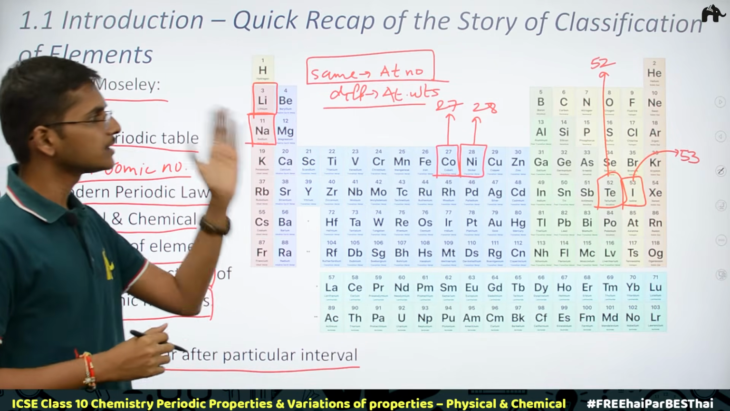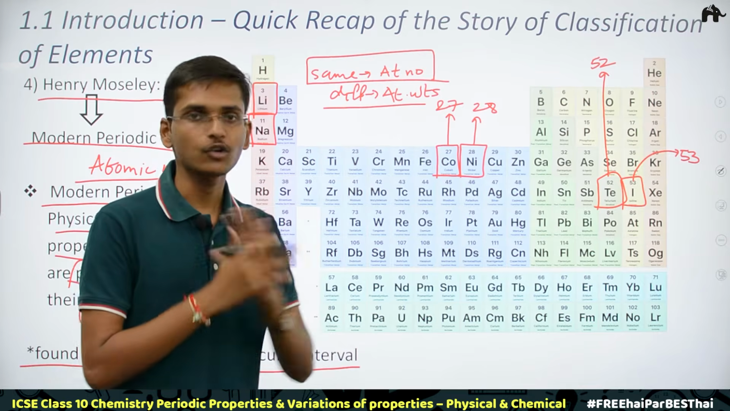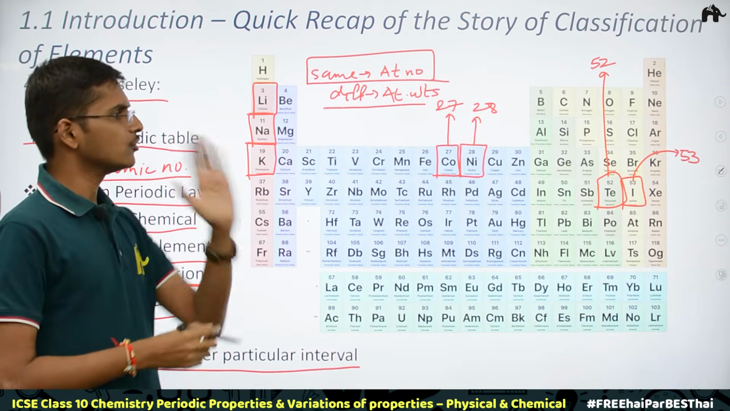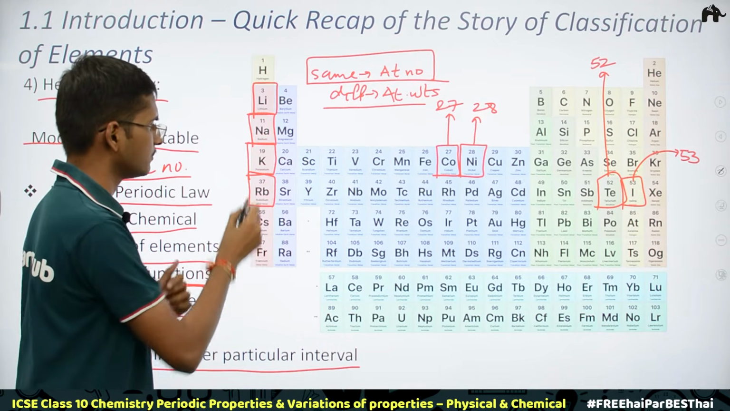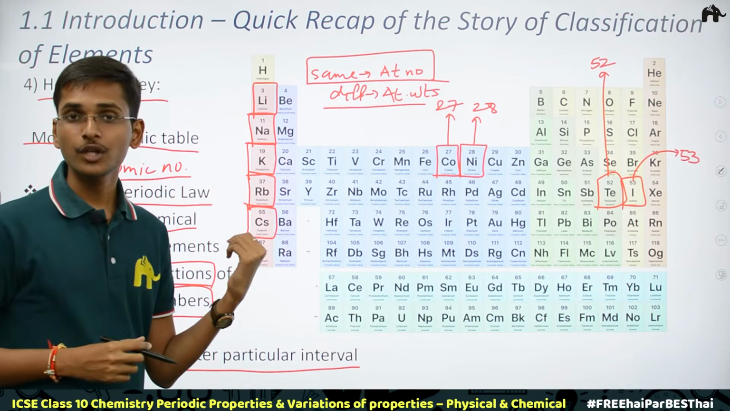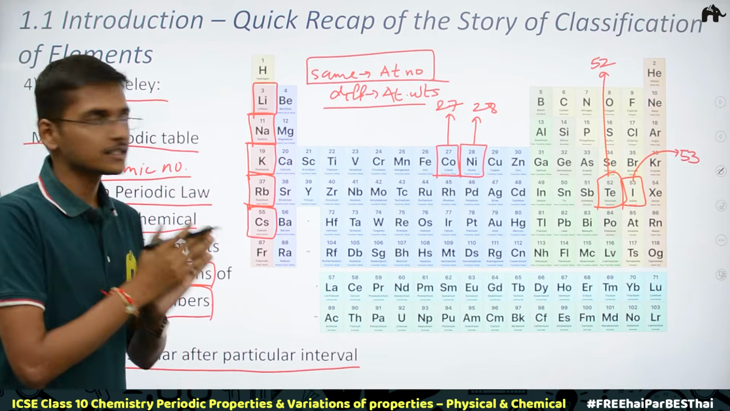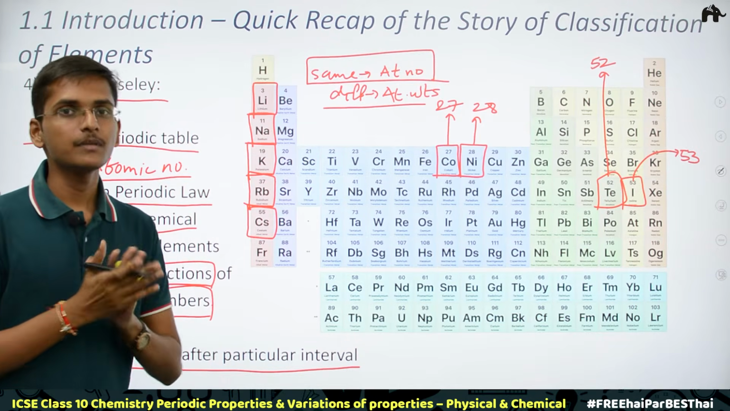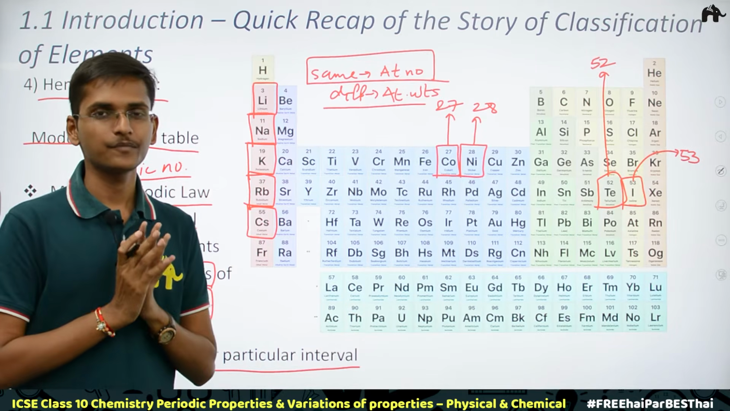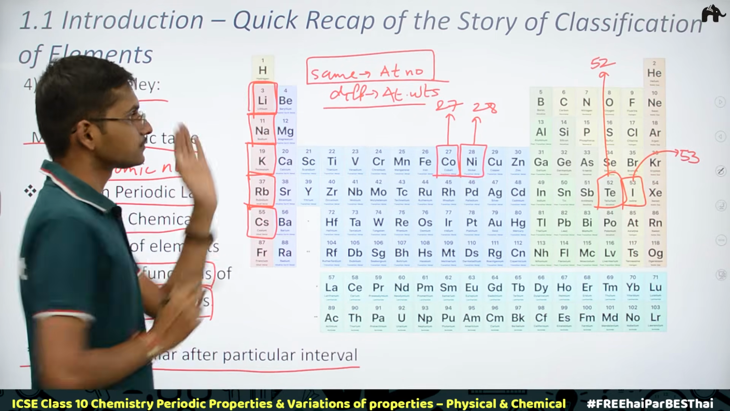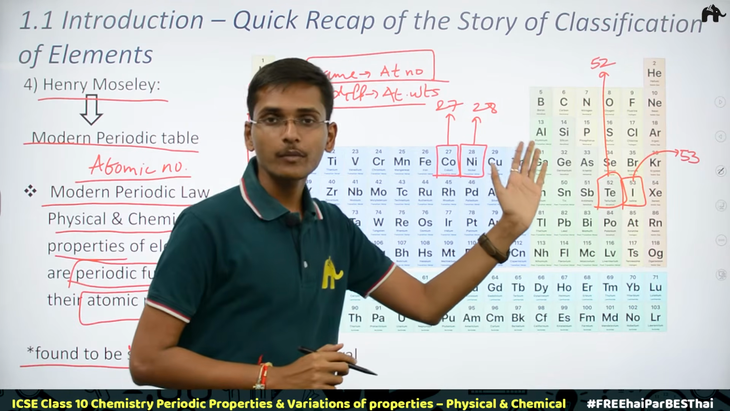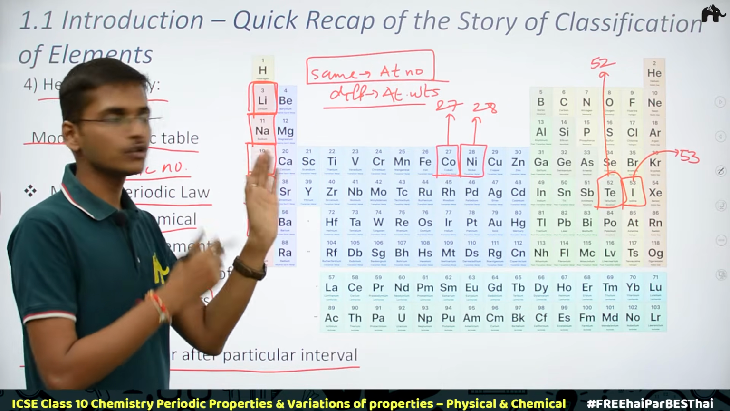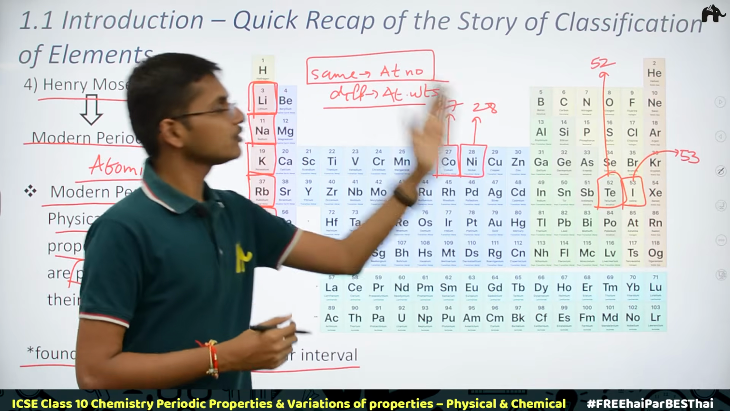We move on to magnesium, then aluminium, silicon, phosphorus, sulfur, chlorine, argon, and then again we come back to potassium by placing it below sodium, and the same story goes on. We find rubidium below potassium and cesium below rubidium. Now can you see and try to understand? This group has elements whose physical and chemical properties are similar. After lithium, after a particular interval of atomic number, we again find an element which has similar properties to lithium.